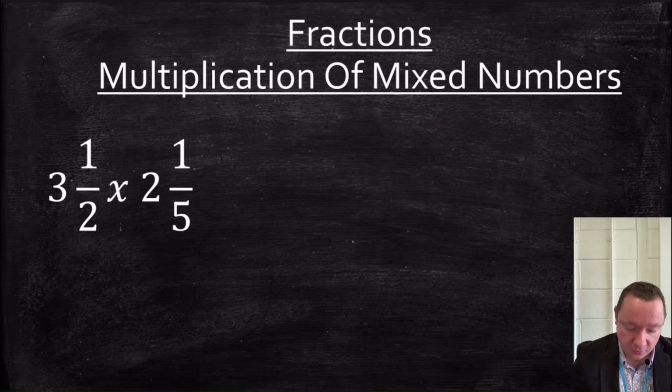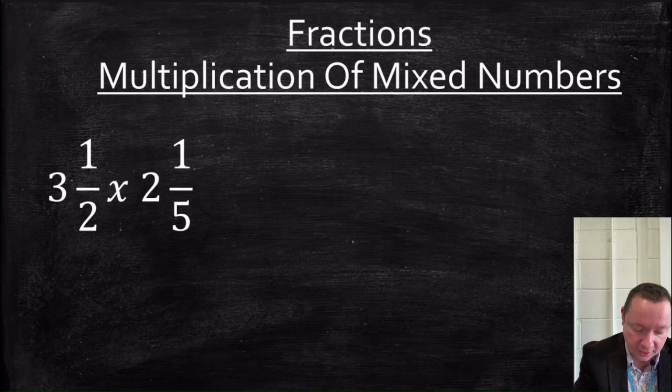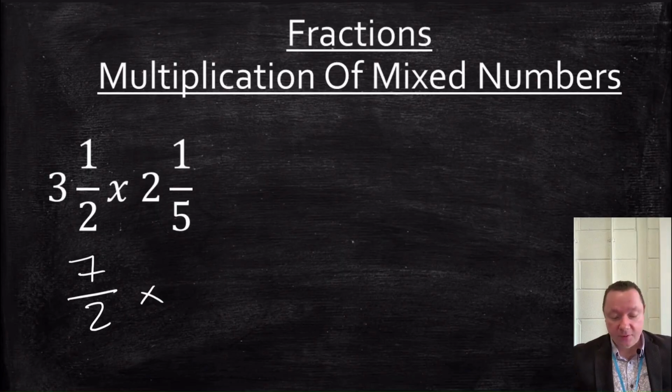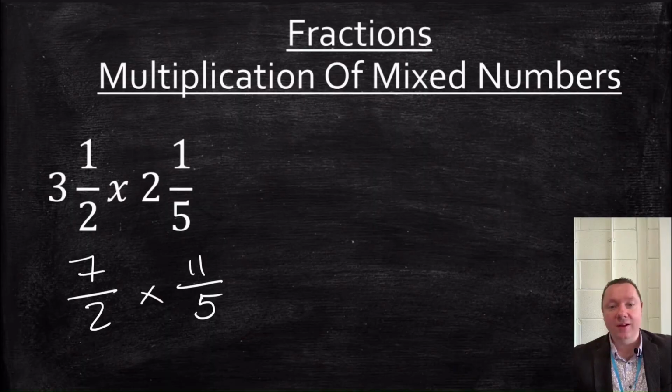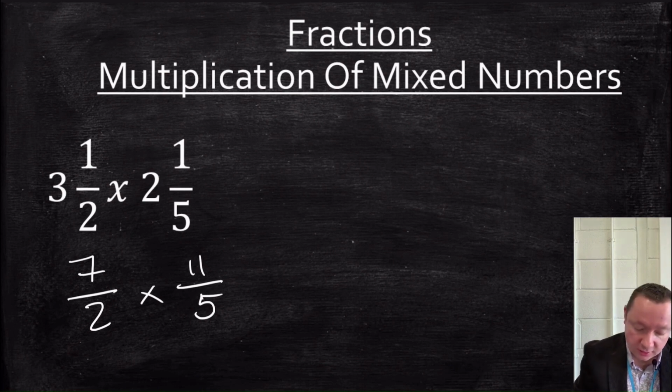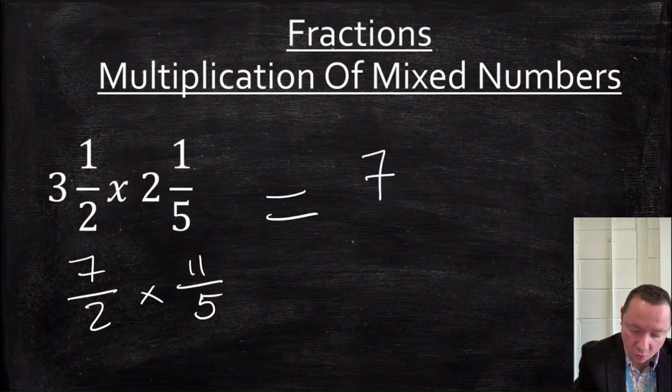So let's start there. 3 and a half, so how many halves make 3? 3 times 2, that's 6, plus an extra 1. So I've got 7 halves times. And the same with the fifths, I'm asking how many fifths are in 2? 2 fives are 10, 10 plus an extra 1 makes 11. So I've got 11 fifths. And now the sum is very simple. You can just times the top and times the bottom. If you can simplify at this stage, you can, or wait to the end. So 7 times 11 is 77 over 2 times 5 is 10.